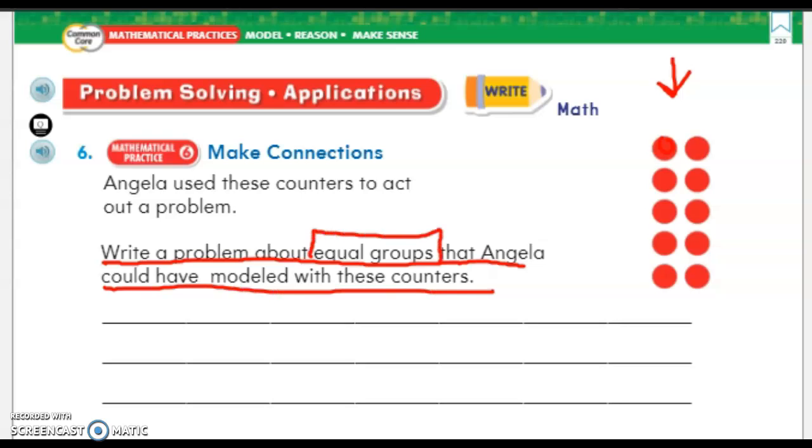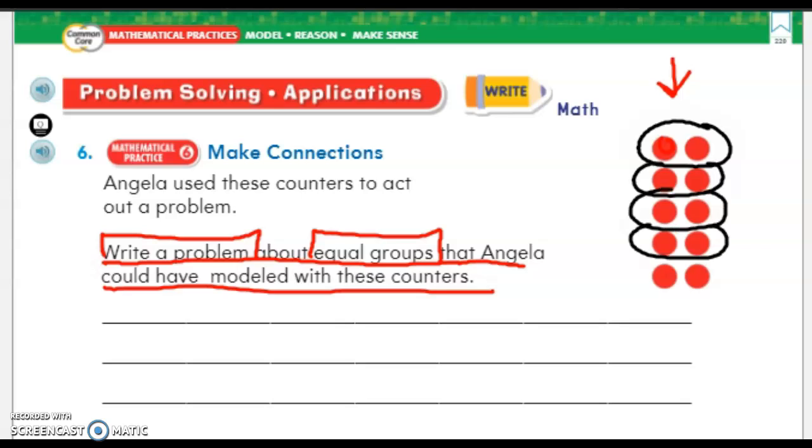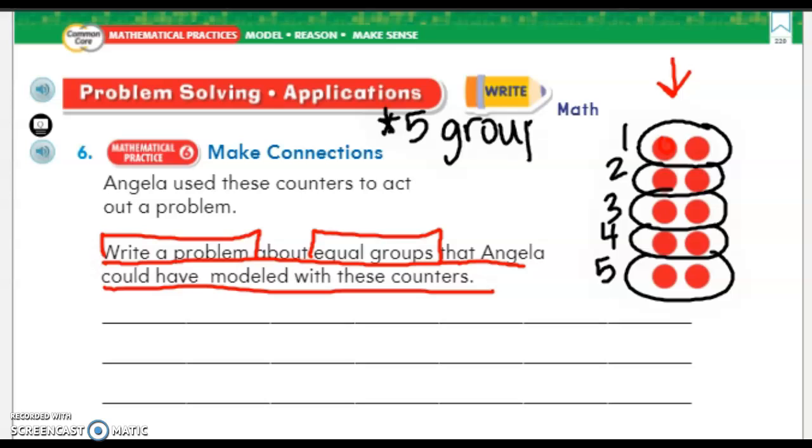So equal groups, and we're writing a problem. So we're thinking about writing a word problem like all the word problems that we have done in this book. So we need to make equal groups. You could do equal groups a few different ways. We could take each of these counters and do them in groups of 2. So these are equal. They have the same number of counters in each group. So that would be 1, 2, 3, 4, 5 groups of 2. So one way we could do it is 5 groups of 2.